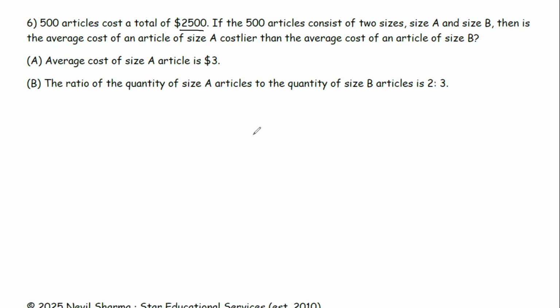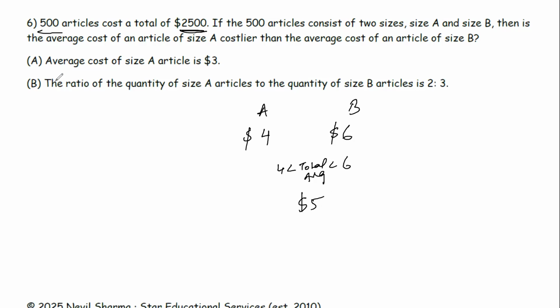Okay. So suppose we say that the average cost is 4 for size A and average cost of size B is 6, correct? Then we know that the average of these two together would lie between 4 and 6, inclusive of 4 and 6. It will never be lesser than 4, never be greater than 6. So whatever the answer of the total average will be between 4 and 6, right? Okay. And that total average we come to know from here, 500 are the total articles and 2,500 is the total cost. So we know that $5 is the total average.